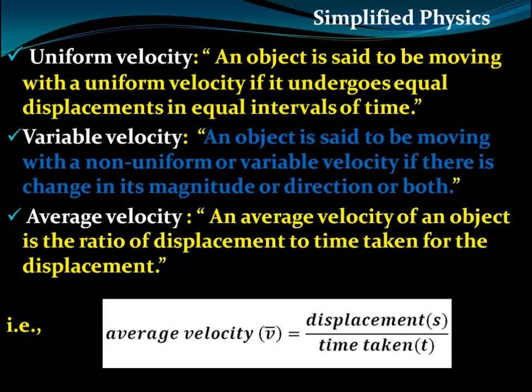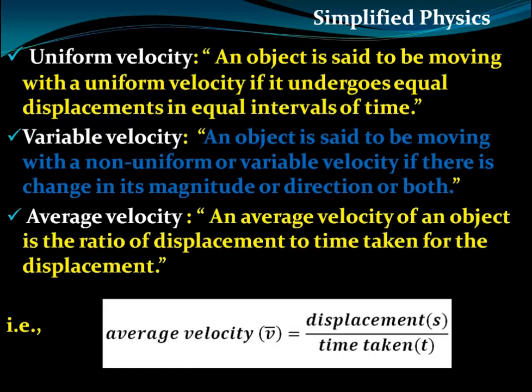Suppose a body is moving towards the east with a velocity of 5 meters per second. Then if it changes direction and turns to the south with the velocity of 5 meters per second, the magnitude remains the same but the direction changed. That is variable velocity. With a velocity of 3 meters per second towards the south, now both the magnitude and direction are changed.